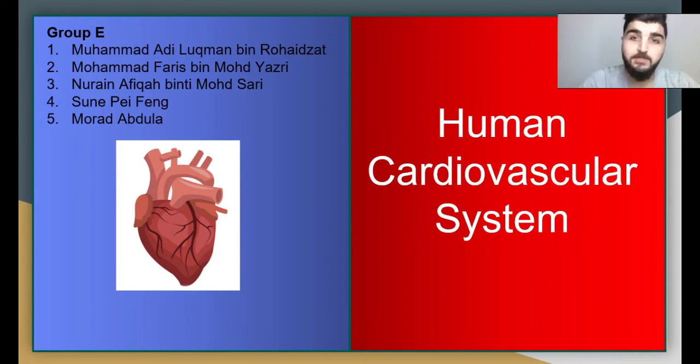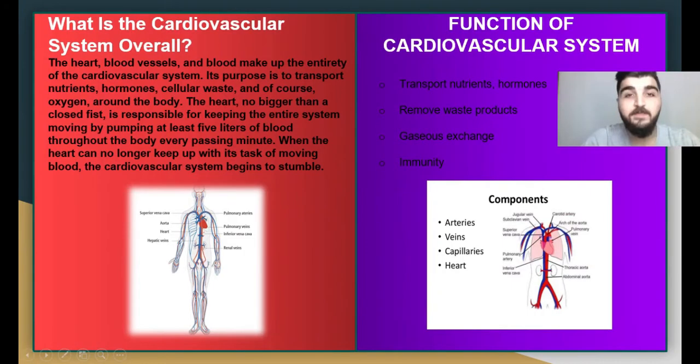Today, me and my friends will talk about the human cardiovascular system. What is the cardiovascular system? It's the heart, the blood vessels, and blood. Its purpose is to transport nutrients, hormones, cellular waste, and of course oxygen around the whole body.